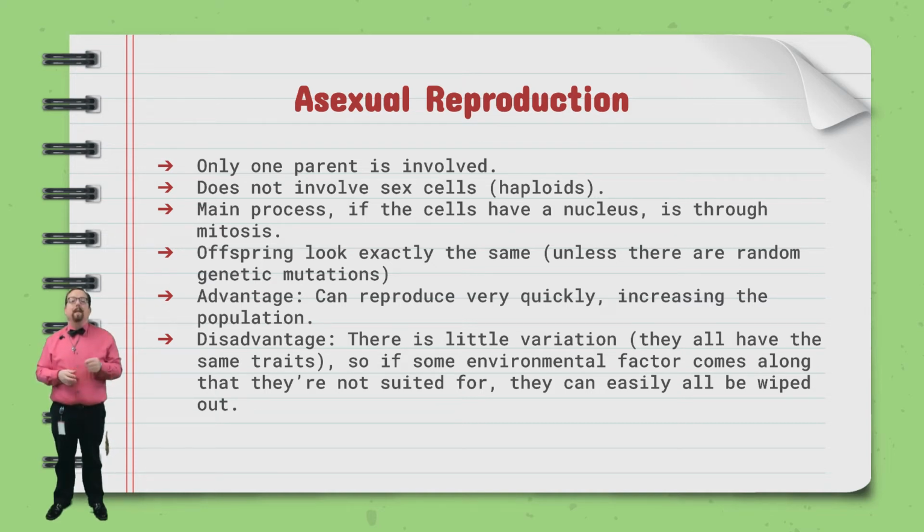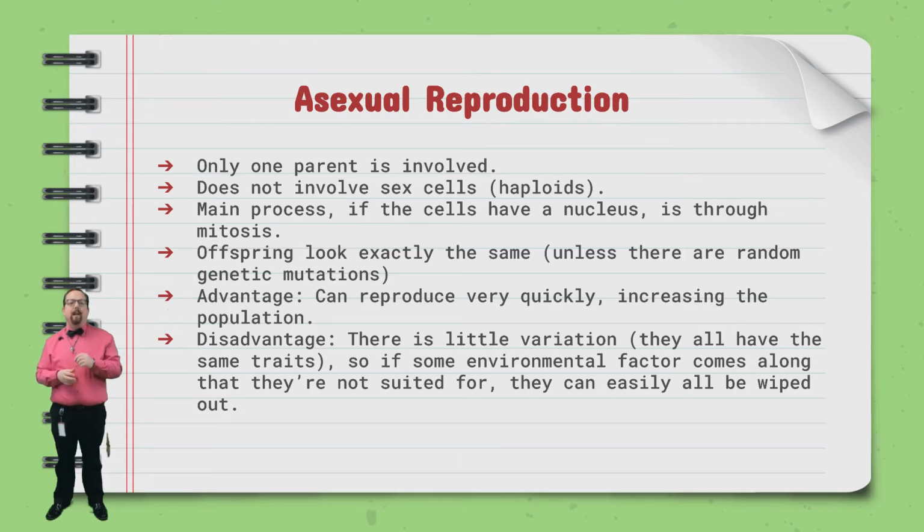mitosis. This is why the offspring look exactly identical to the parent, because they're just made of copies of the same cells the parent had. The only time that this is not true is when there are random genetic mutations, which can and do happen. The advantage of asexual reproduction is that new offspring can be formed fairly quickly.